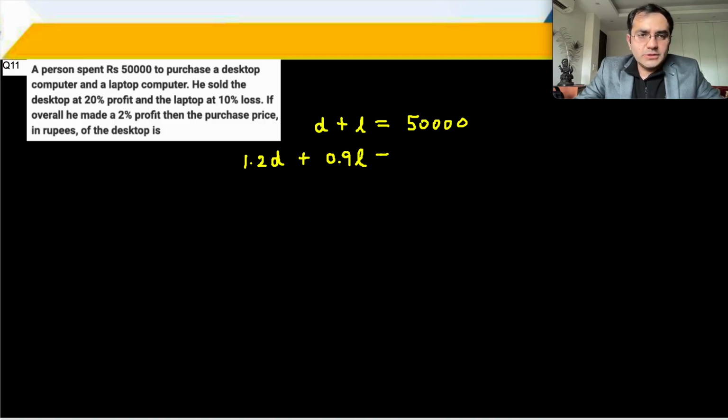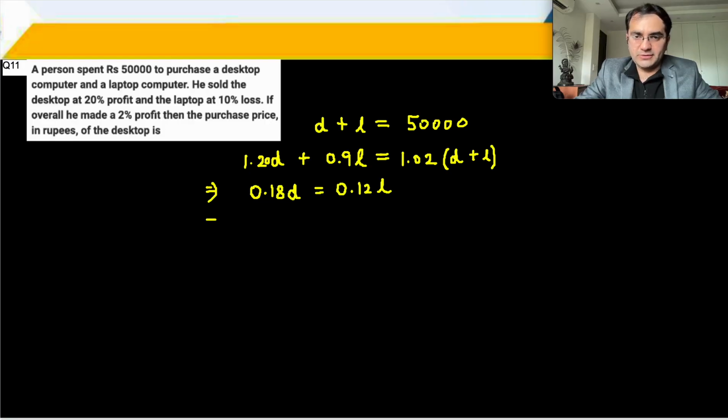is equal to, he made an overall 2% profit on the purchase price. 2% means the value has become 102% or 1.02 of the purchase price. Purchase price is D plus L. Find the value of D. Simple. 2 equations, 2 variables solve karna hai. So 1.2 minus 1.02 becomes 0.18 D, and 1.02 minus 0.9 becomes 0.12 D.